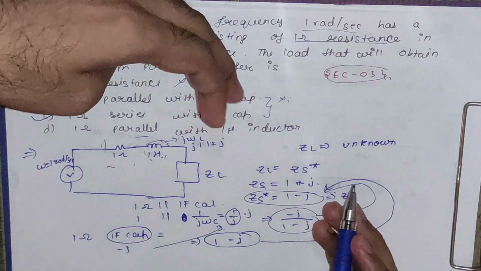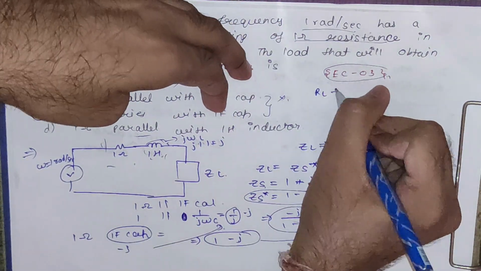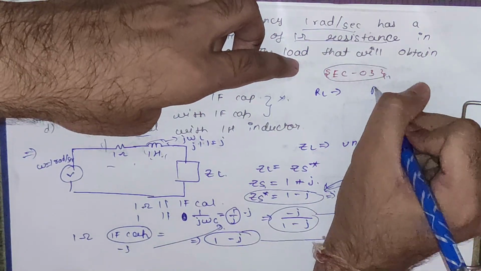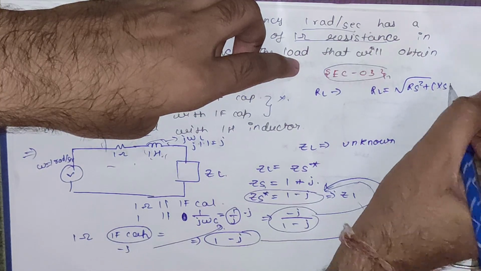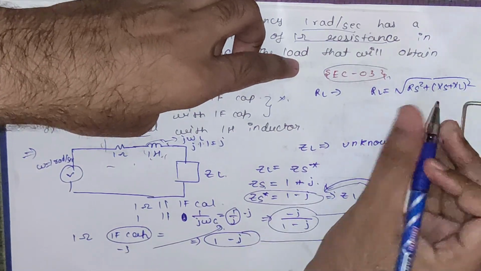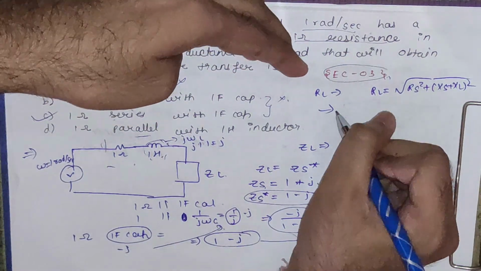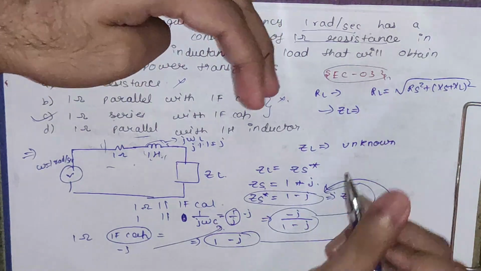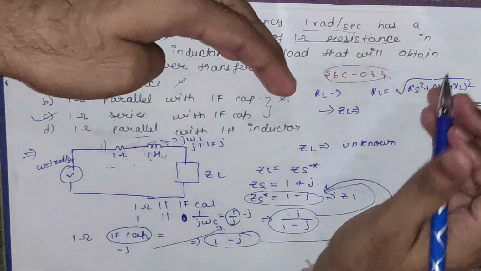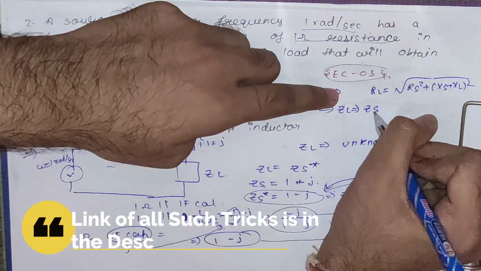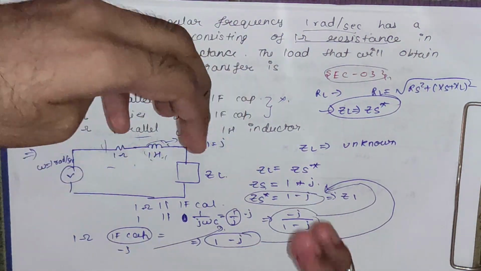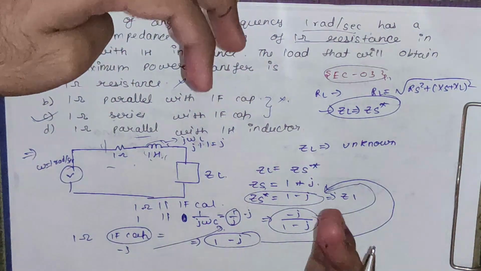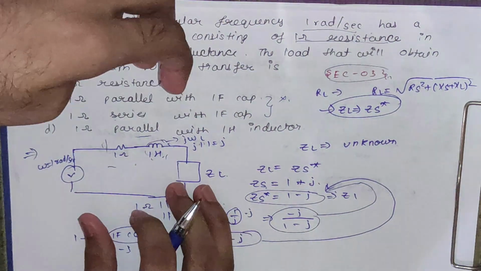So till now you have seen that when the value of RL is unknown, then your RL will be simply the square root of RS square plus XS plus XL the whole square. Okay, and in the second question we have seen when your complete ZL is unknown and you have ZS given, then your ZL value will be simply ZS's conjugate. Okay, so hope you understand these two conditions. Now we will see three more conditions and we will sum up this maximum power transfer theorem trick.